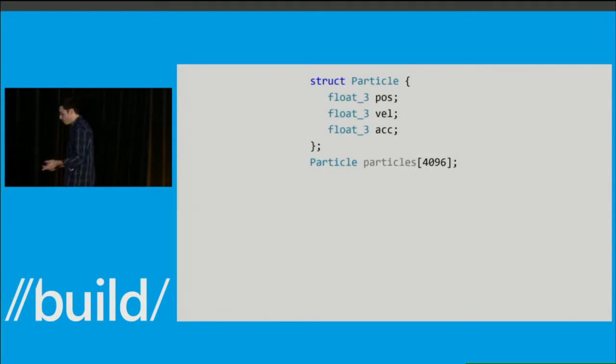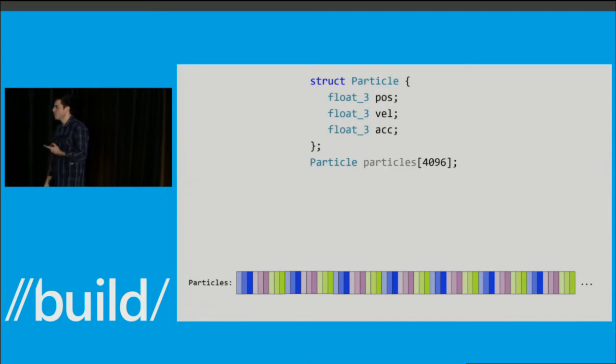What I really want to get at, of course, is memory. That's the whole point of this talk. So what's really important is the data structure of these particles. Each particle has position, velocity, and acceleration, and each of those is a vector with an XYZ component. Then we've just got an array of these particles. In this case, we've got 4,096.